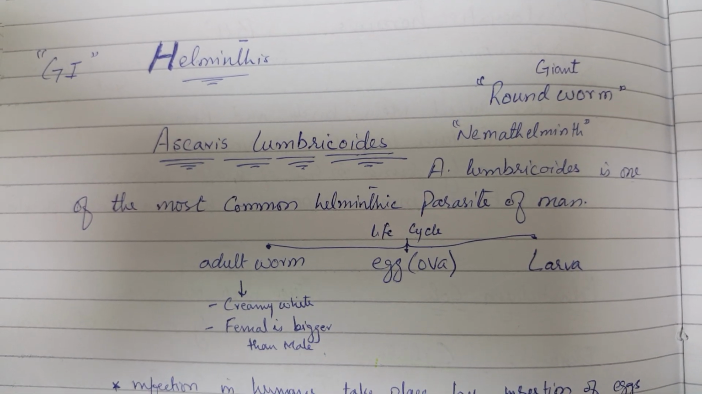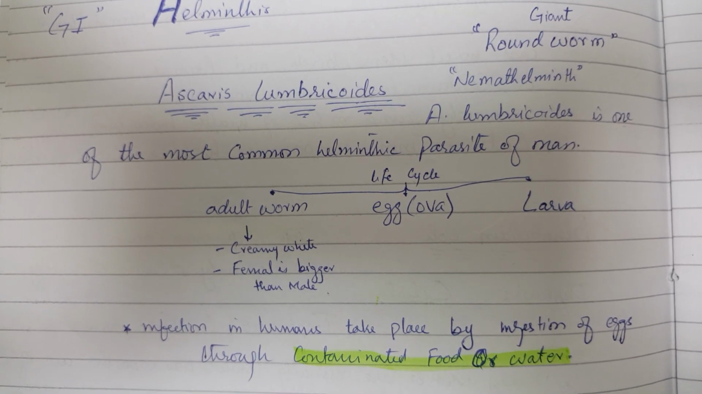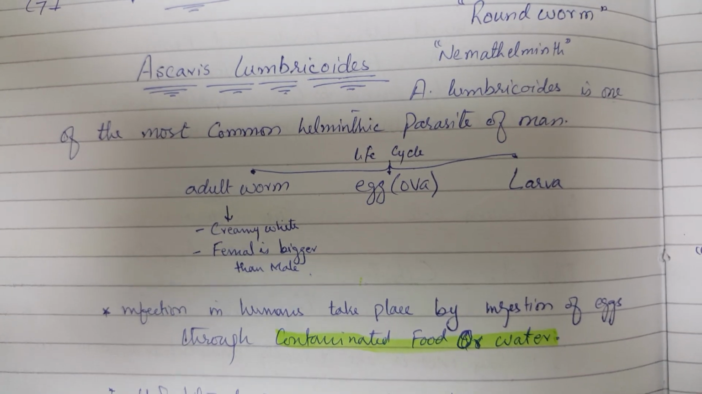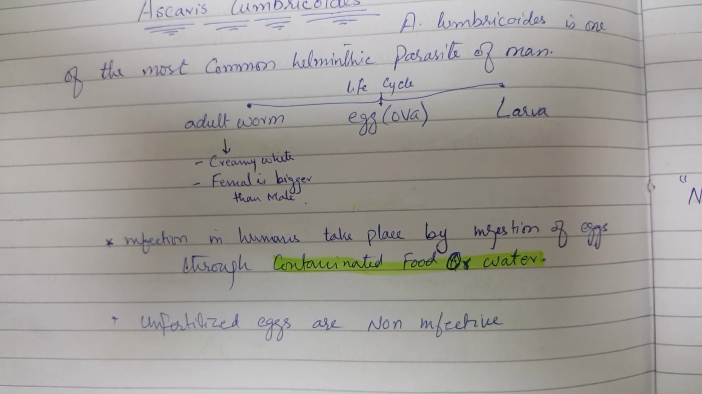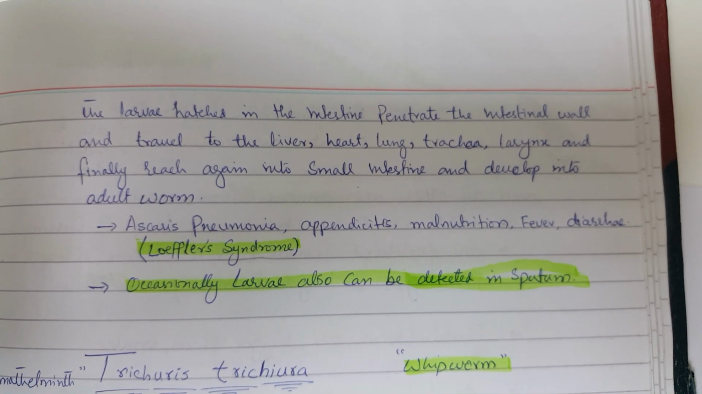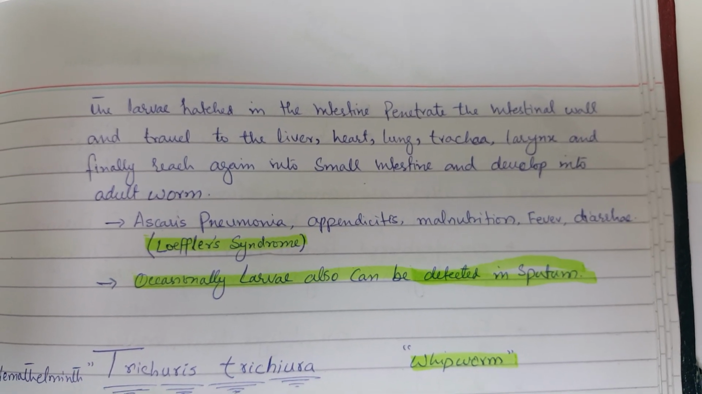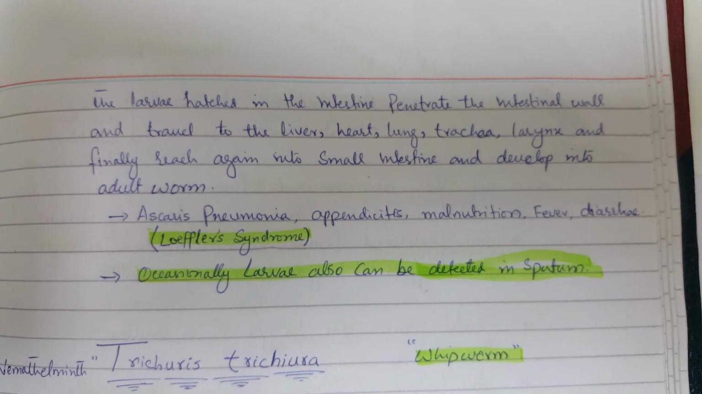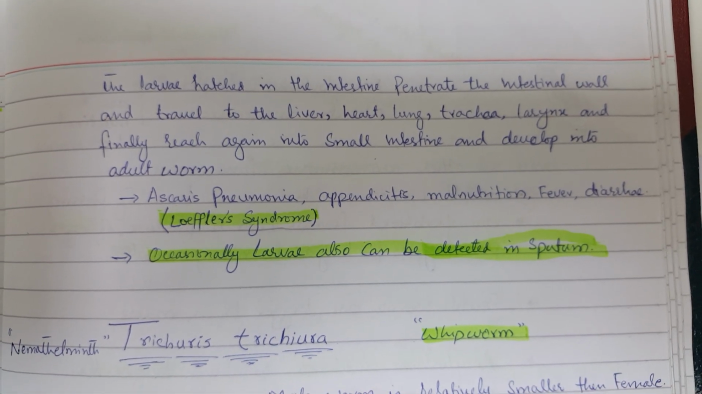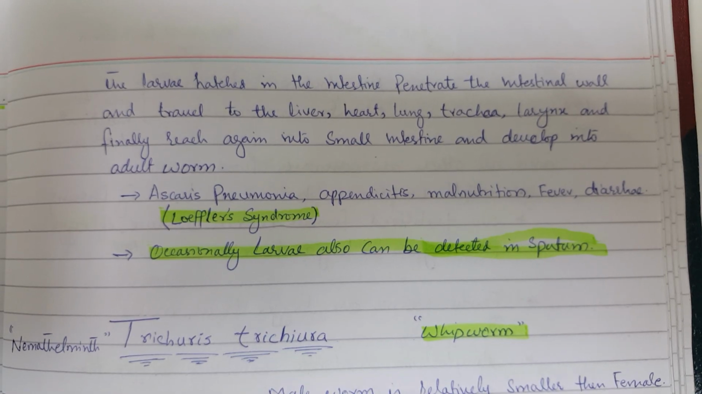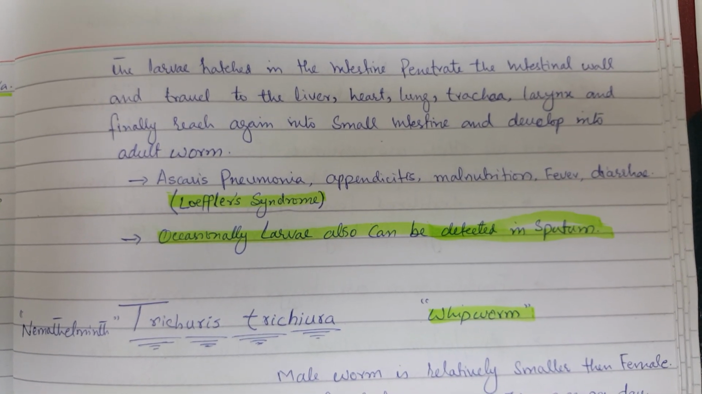As we explained, Ascaris lumbricoides is a creamy white adult worm. The female is bigger than the male, and contaminated food and water is the route of transmission. Larvae hatch in the intestine, penetrate the intestinal wall and travel to the liver, heart, lungs, trachea, and larynx, and finally reach the small intestine again and develop into the adult worm. Complications include Ascaris pneumonia, appendicitis, malnutrition, fever, diarrhea, and Loeffler syndrome. Occasionally larvae can also be detected in the sputum.